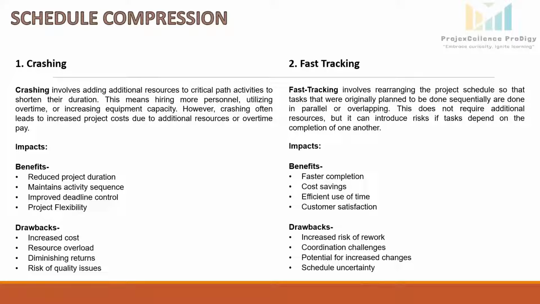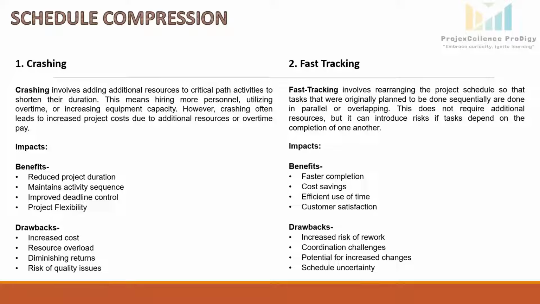Fast tracking. Fast tracking means adjusting the schedule so that tasks that were supposed to be done one after another are now done at the same time or with some overlap. This doesn't need more resources, but it can cause risk, especially if one task relies on the other being finished first.